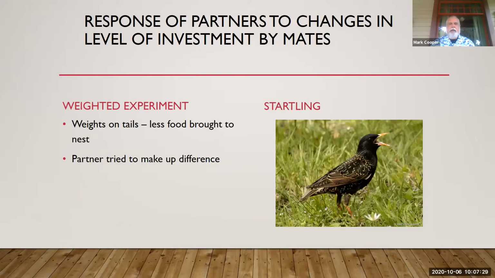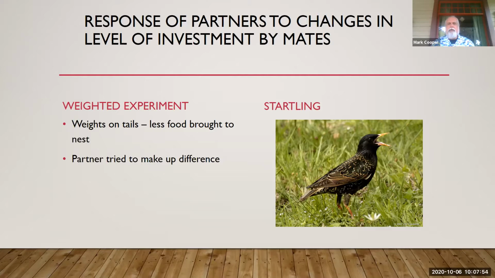And then the starling. This is a European starling. They've been introduced here. It's not great. They're taking over our woodpeckers, but they are nest cavity parents. And what they found out is, it seems a little cruel, but they took the male and they put weight on the tails, and they actually did it for both male and females.